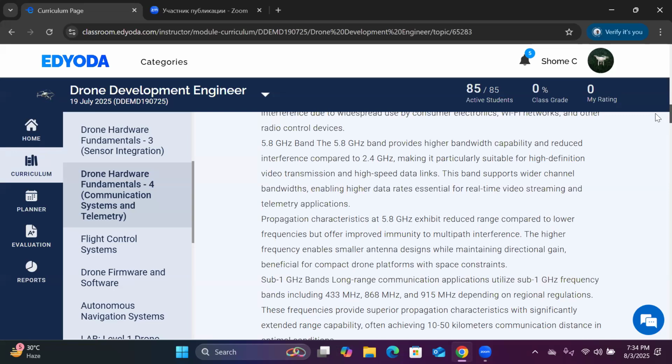What is the difference between omnidirectional antenna and directional antenna? Can anyone tell me? Omni is what radiates in all directions with 360 degrees. Correct. Directional will have a particular direction. Correct. So omnidirectional antenna is basically isotropic.